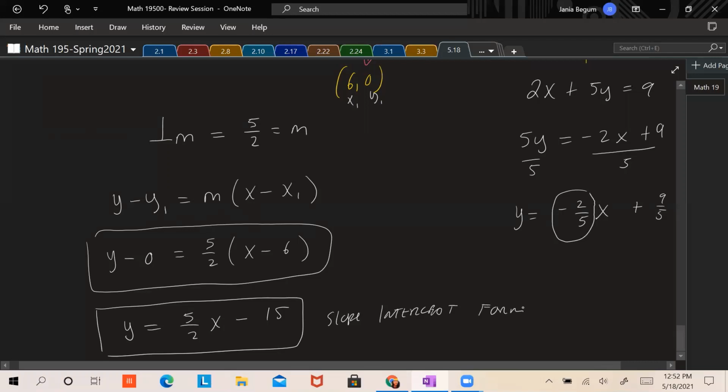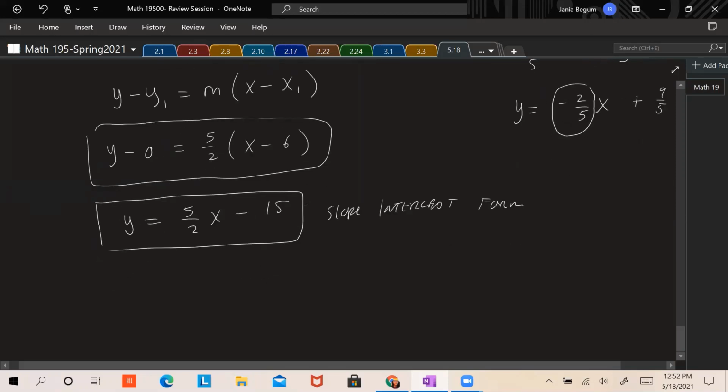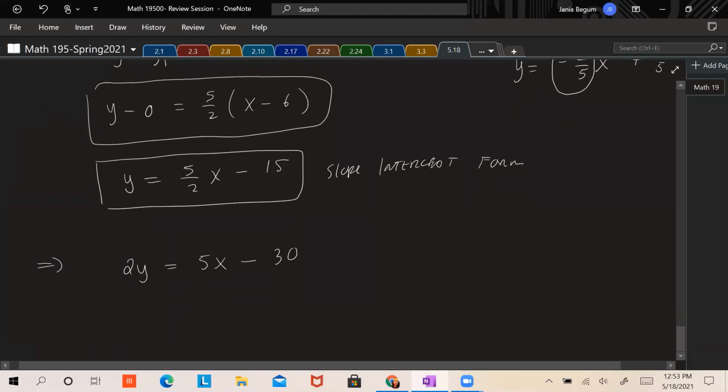Now again, whichever appears in your options, any of these are fine as long as you know how to get to the line. And if I want the standard form, it's also good to know how to write that one. What are the conditions on standard form? You have to make sure that there's no fraction, and you also want to make sure that your x component is positive. So I want to get rid of my fraction, so I multiply everything by 2. So we have 2y is equal to 5x minus 30, and then I just move 2y to the right side and move the 30 to the other side. So we have 30 is equal to 5x minus 2y. So that's the standard form.